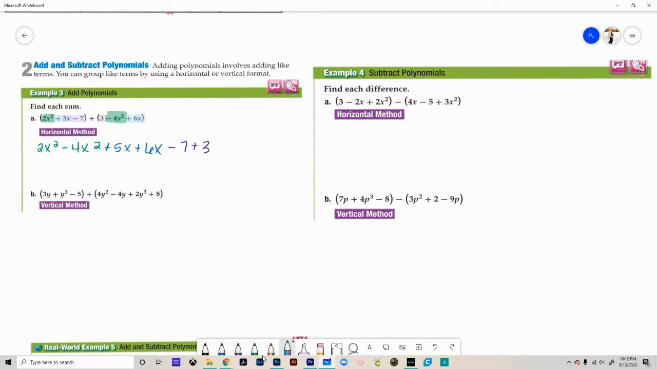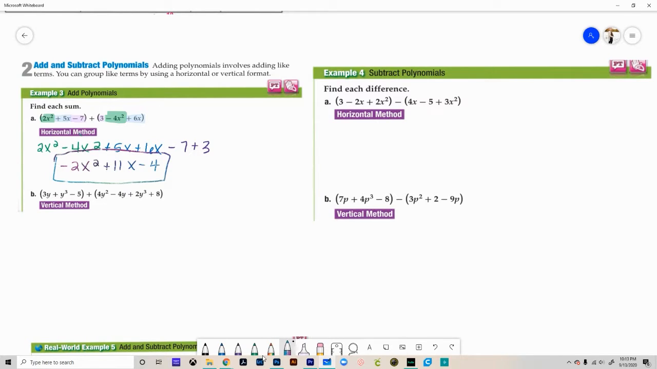So 2x minus 4x squared is going to be negative 2x squared, plus 5x plus 6x is 11x. And then negative 7 plus 3 is negative 4. So there is our sum. That's a beautiful box. There is our sum of our polynomials.